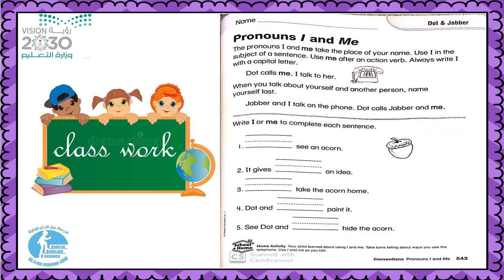Also, we said when you talk about yourself and another person, name yourself last. Jabber and I talk on the phone. We know that the pronoun I is used in the subject of the sentence. But if I am talking about someone and myself, I say his or her name first and then I. Okay? That's why I said Jabber and I, not I and Jabber.